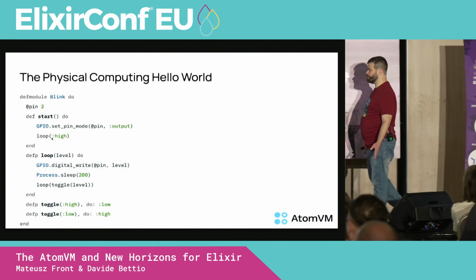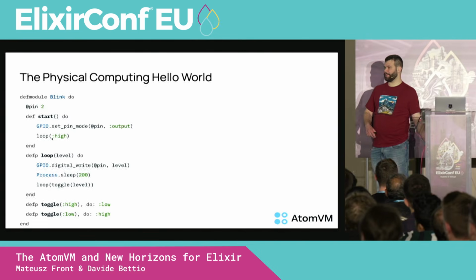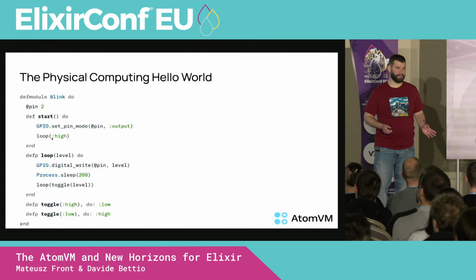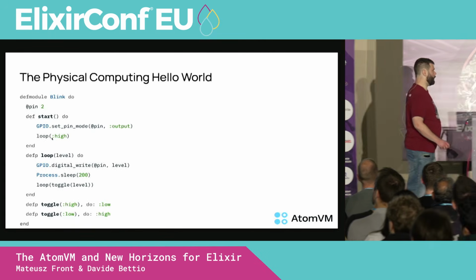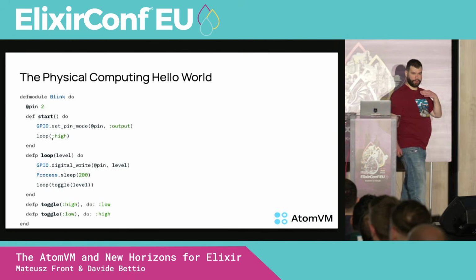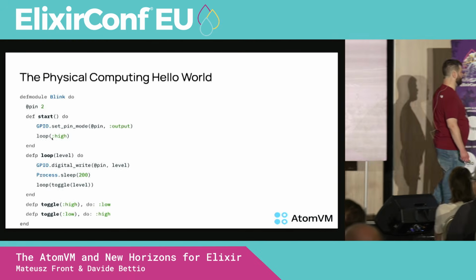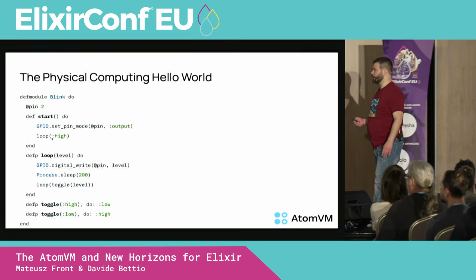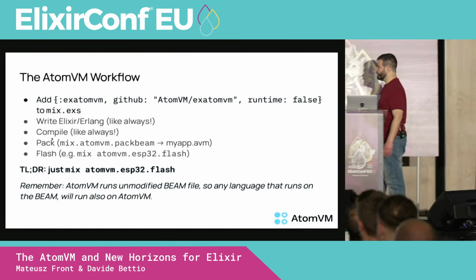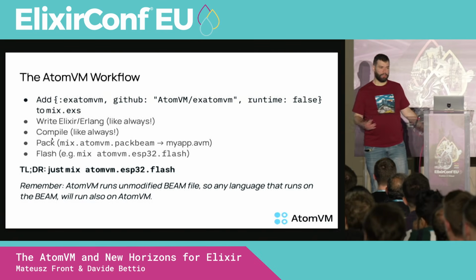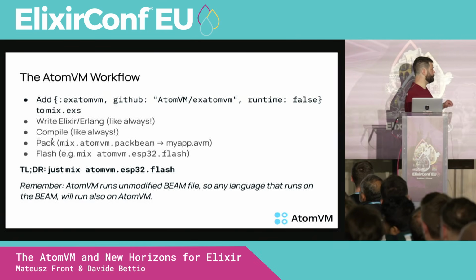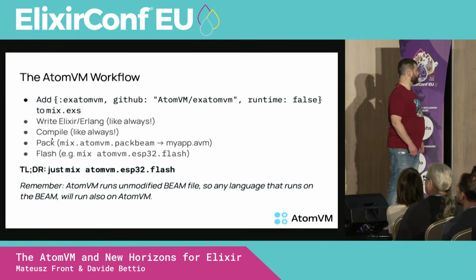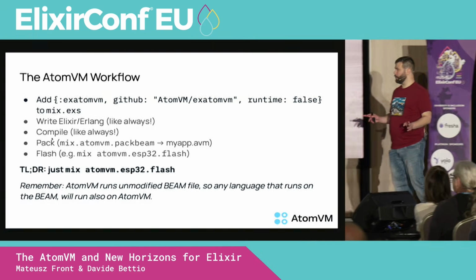So when we talk about physical computing, we always start with something very simple. That is the hello world of physical computing, blinking an LED. Maybe some of you know how to do that with Arduino. And if we do that in Elixir, it's pretty obvious. It's pretty simple. That's the code, just a few lines. And also with AtomVM, we have a very simple to use library that you can add to your mix.exs, and you just work as usual, mostly.